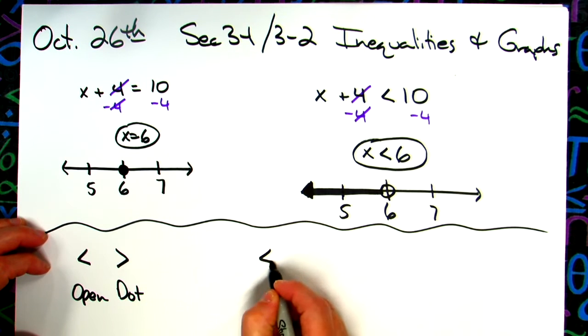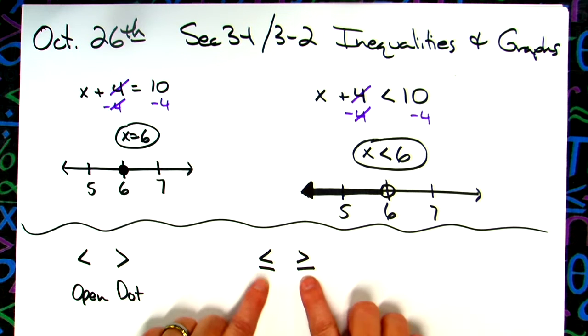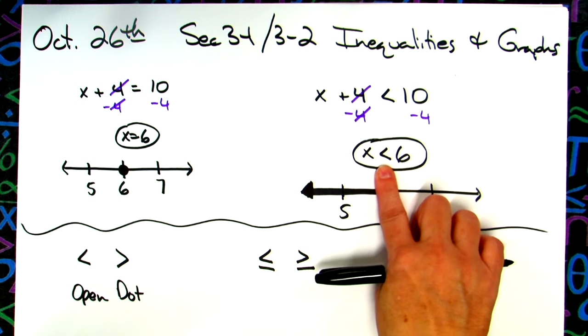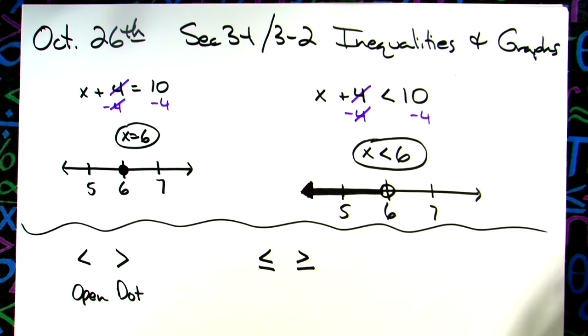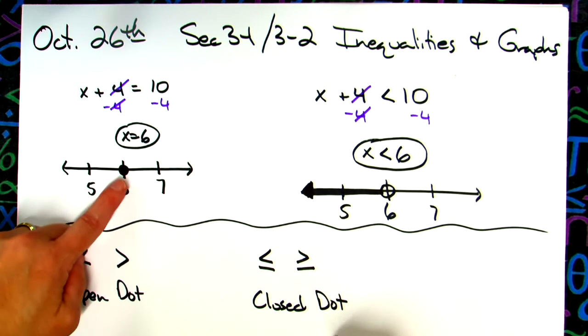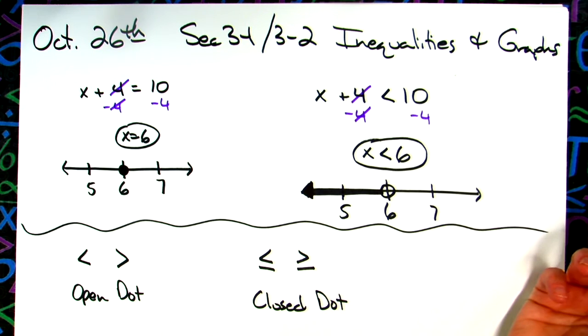If it is less than or equal to, greater than or equal to, if it's got the equal to, it's closed, because if that said x is less than or equal to 6, then the 6 would have worked. So then we're going to call that a closed dot. Your closed dots look just like that. So you can have closed dots on the end of these graphs. You can have open dots on the end of these graphs. And you should have done these in middle school.